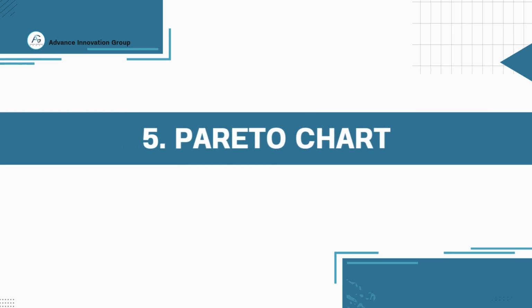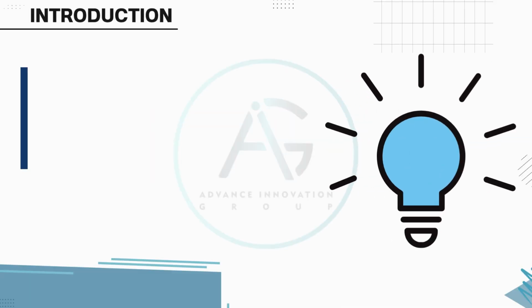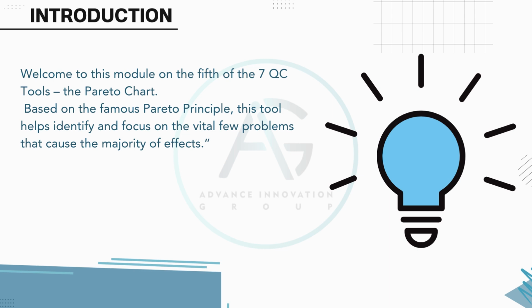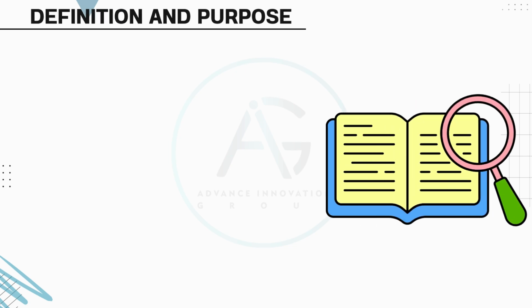Fifth, Pareto chart. Introduction. Welcome to this module on the fifth of the 7 QC tools, the Pareto chart. Based on the famous Pareto principle, this tool helps identify and focus on the vital few problems that cause the majority of effects.